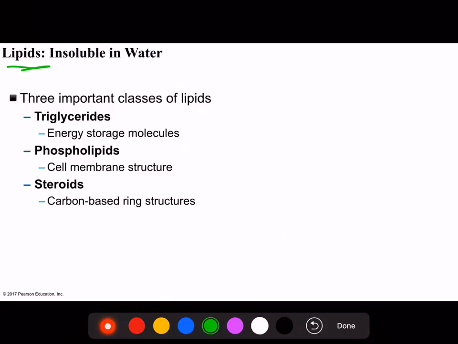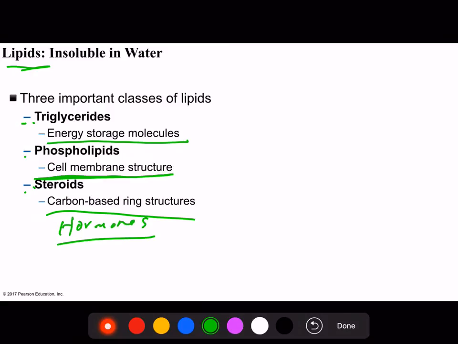Lipids are another group. We have three classes: triglycerides, phospholipids, and steroids. Triglycerides also store energy. Phospholipids will form cell membranes, and steroids, these are, let's say, the hormones in our body.